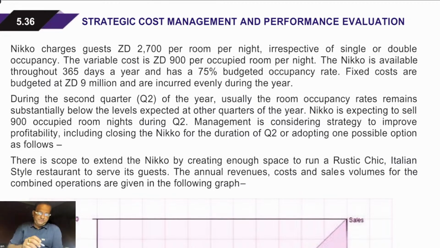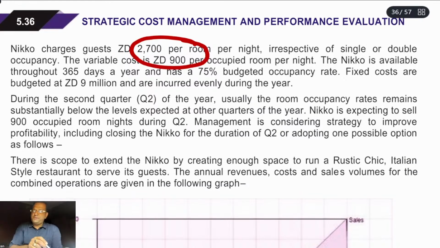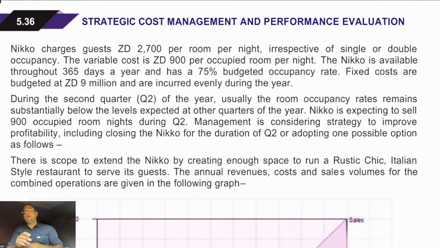So please note this down. Contribution per room per night is very easy. Total fixed cost is given. What important calculation is required to get the total profit is the number of rooms occupied annually. So we are given 3 details.